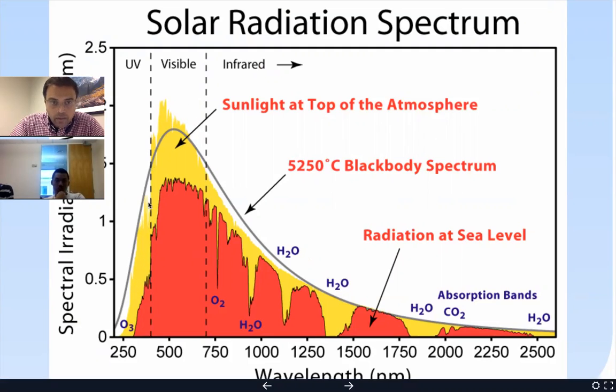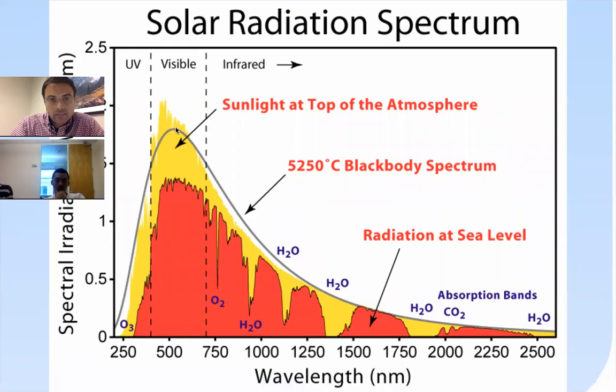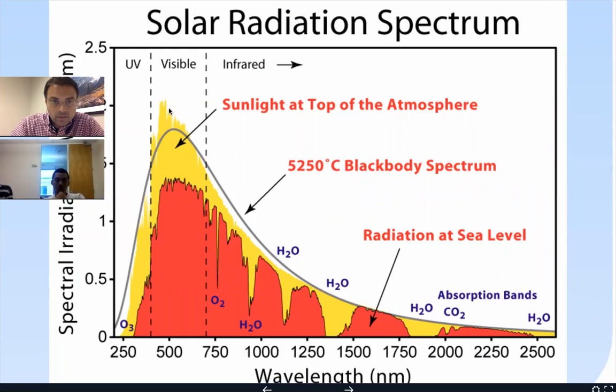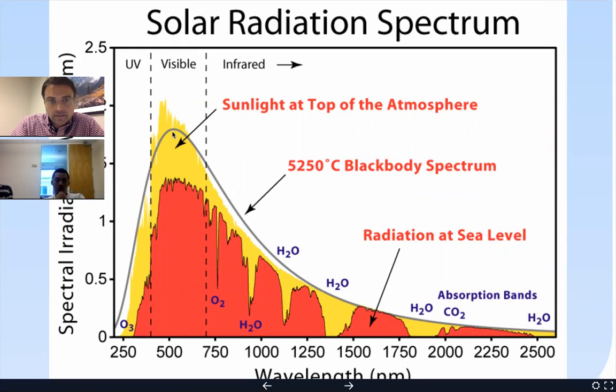Now, the yellow plot here, which has these very sharp variations, is the sunlight at the top of the atmosphere. You see these very sharp variations because there are absorbing ions which exist in the sun's atmosphere, the photosphere, which affect some of these essentially resonant bands. Okay, so this is the radiation you'll see right outside the Earth's atmosphere in space.